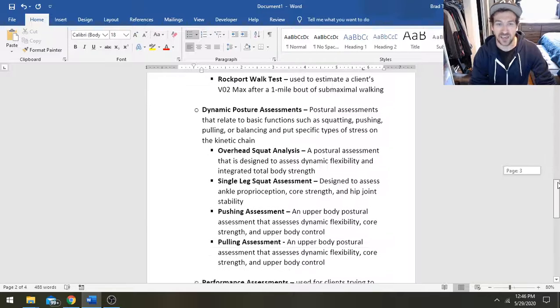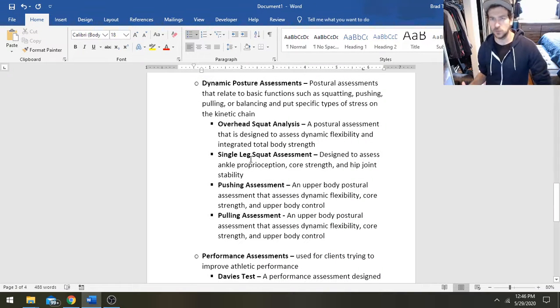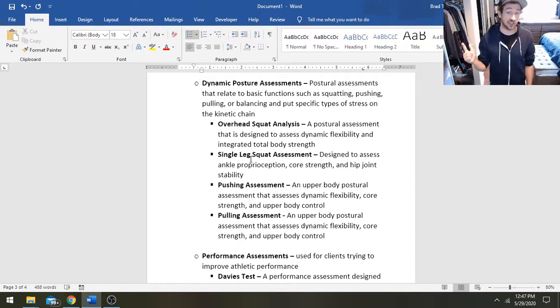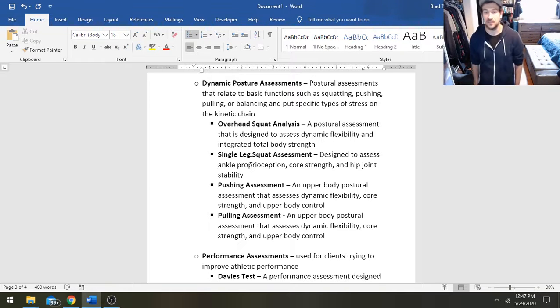Then we also have our dynamic posture assessments. These are arguably one of the most important types of assessments that we are going to do. Our four main ones that we're going to look at are the overhead squat assessment, the single leg squat assessment, pushing assessment, and pulling assessment. Your overhead squat is a posture assessment that assesses dynamic flexibility and integrated total body strength.